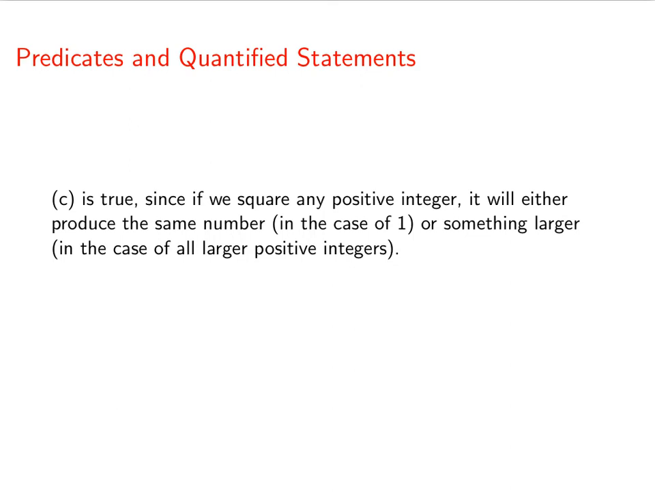C is true because if we square any positive integer, it's either going to produce the same number, if you plug in 1, or it's going to produce something larger, in the case of all larger positive integers.